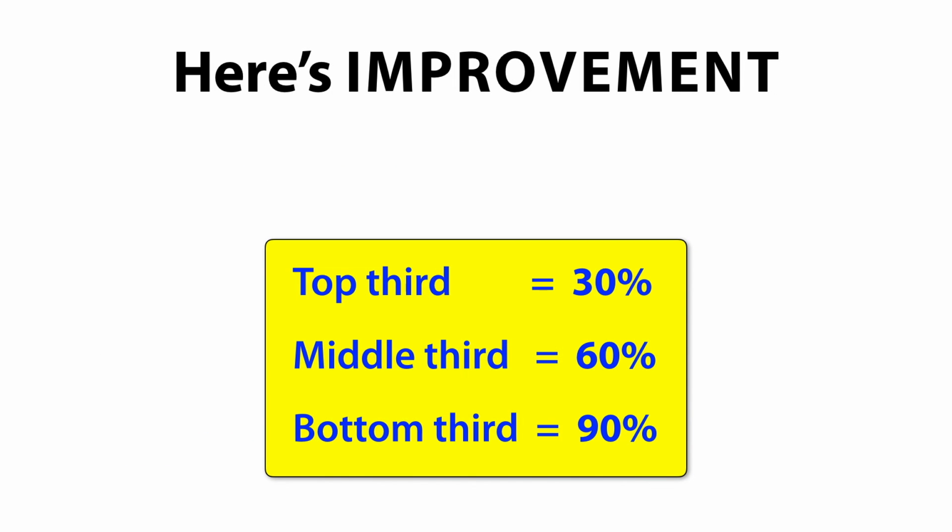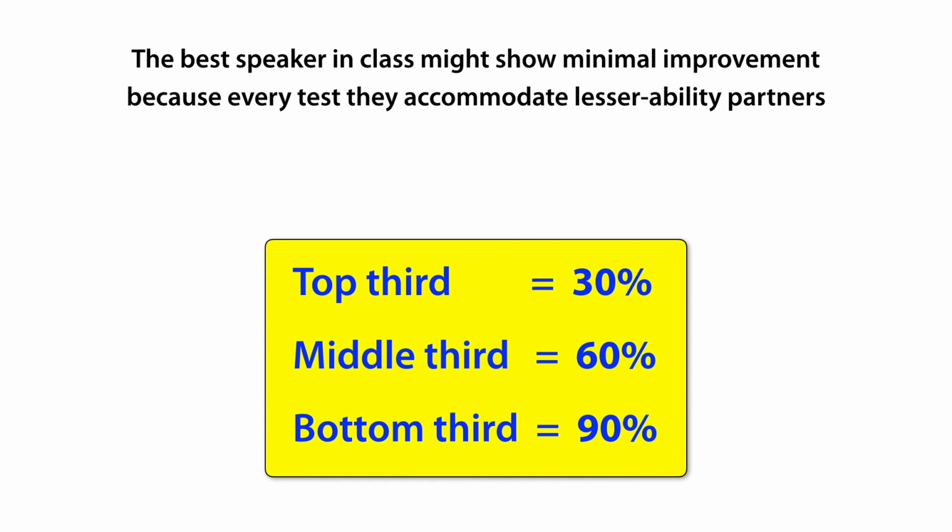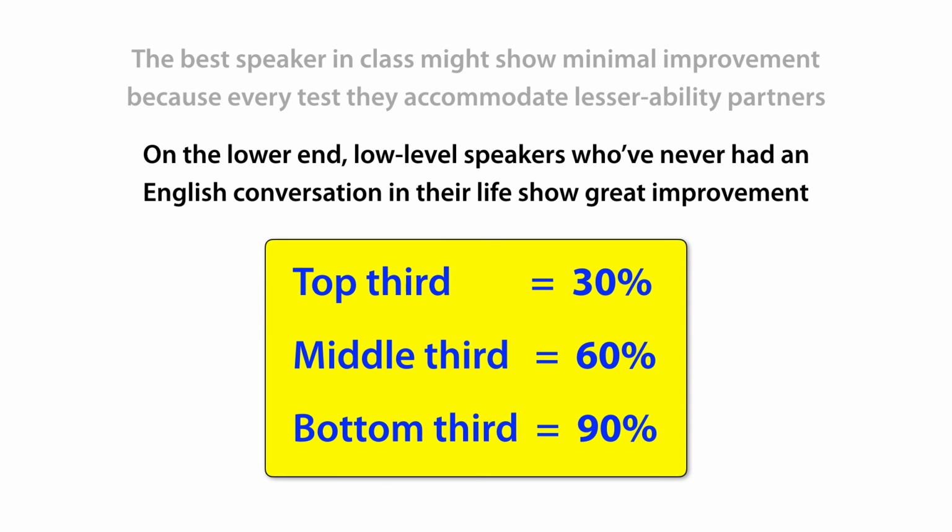Here's improvement. The best speaker in class might show minimal improvement because every test they accommodate lesser ability partners. On the lower end, low-level speakers who've never had an English conversation in their life show great improvement.